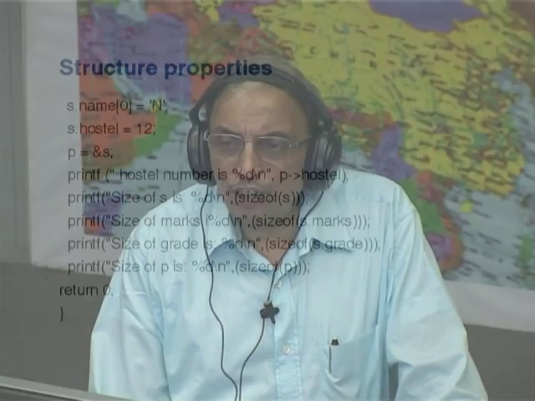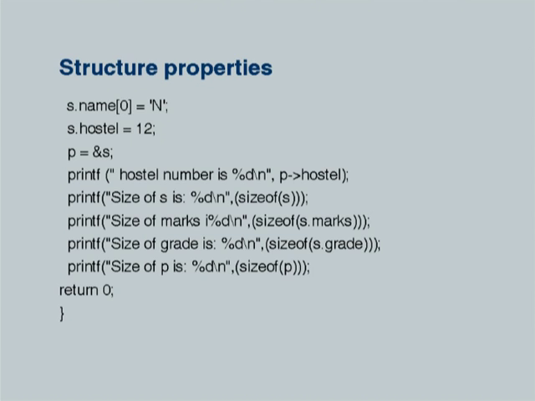So if I am referring to a structure name, then structure name dot component is the right way of referring to it. However, if I assigned a pointer, then pointer hyphen greater than is the right way of referring to it. In short, P arrow hostel means it is the hostel element of a structure which is pointed to by P. I can get the size of the structure by saying size of S. I can get the size of marks by saying size of S dot marks. I can get the size of grade by saying size of S dot grade. And I can get the size of P as size of P.